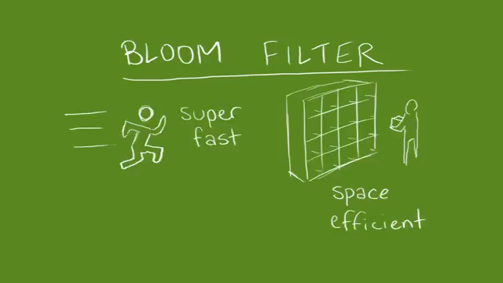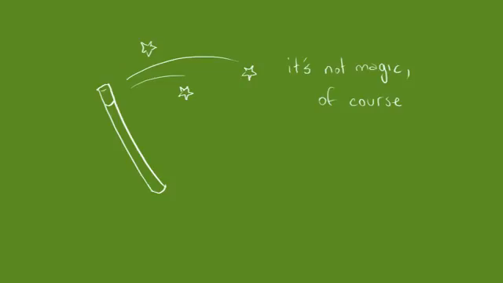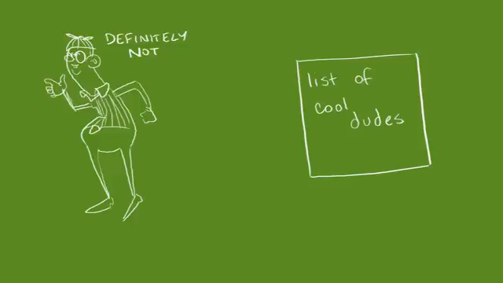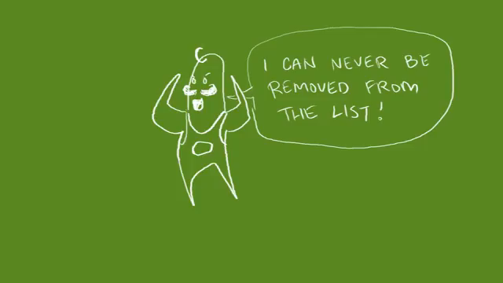A bloom filter is a super fast and space-efficient data structure used to check for set membership. The space efficiency comes at a cost, though. If you have a set of objects, a bloom filter can tell you that an object is definitely not in the set, or that an object is probably in the set, but it can't tell you that an object is definitely in the set. On top of that, items can't be deleted from a bloom filter, ever.